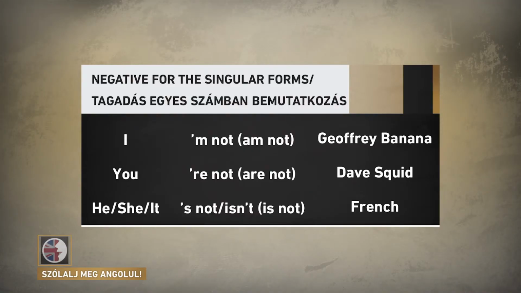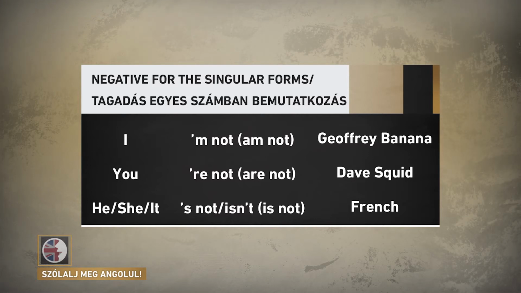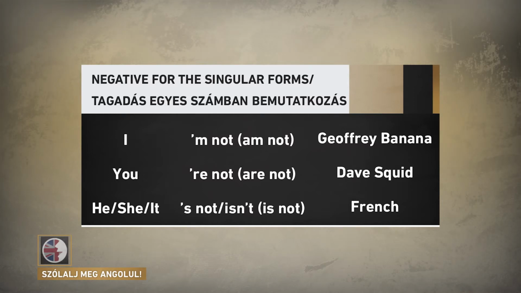We learned the positive form and the negative form, the singular forms and the plural forms. We also learned the negative forms for the present simple version of the verb to be. Here's the negative for the singular forms. I'm not, I am not Jeffrey Banana. You're not, you are not Dave Squid. He, she, it's not, isn't, is not French.